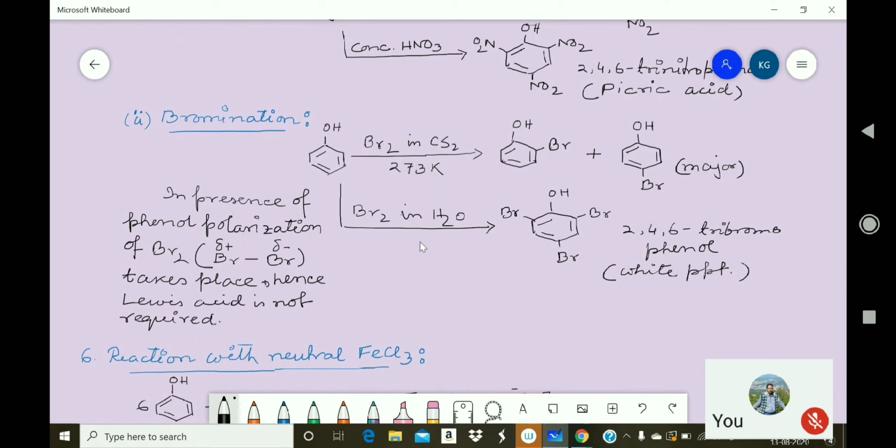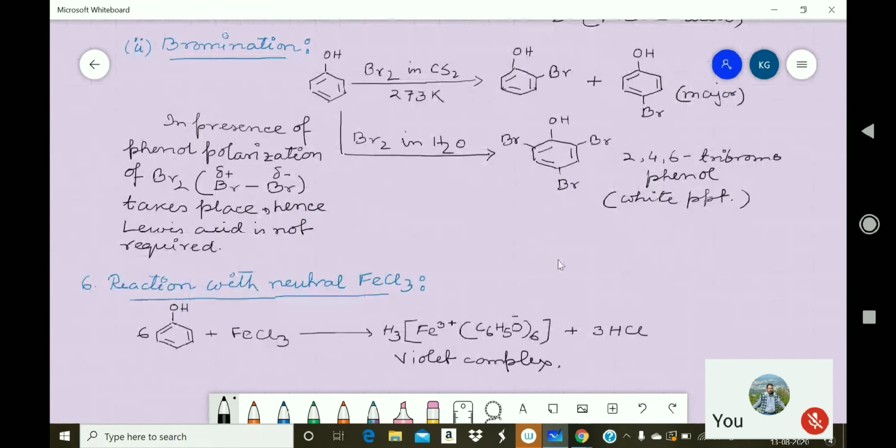And if a polar solvent is used, all the ortho and para positions get substituted with bromine, giving rise to a white precipitate of 2,4,6-tribromophenol. This reaction, that means treatment of phenol with bromine water giving this white precipitate of 2,4,6-tribromophenol, can be used for the identification of phenol in practical chemistry.